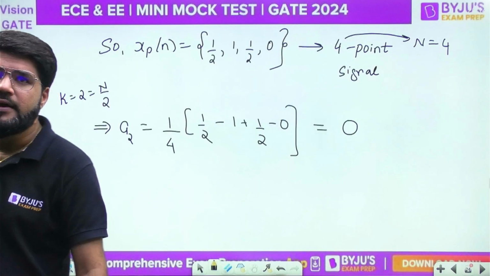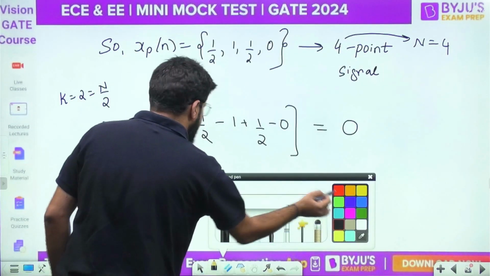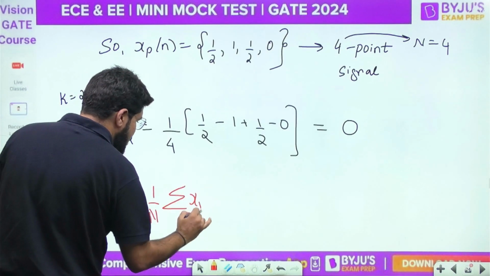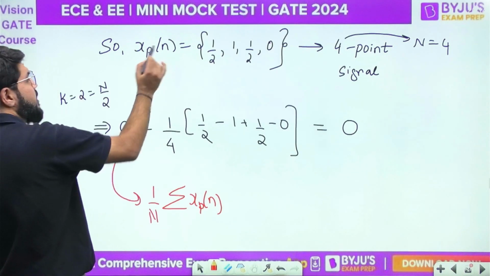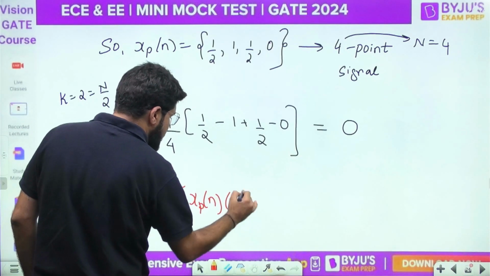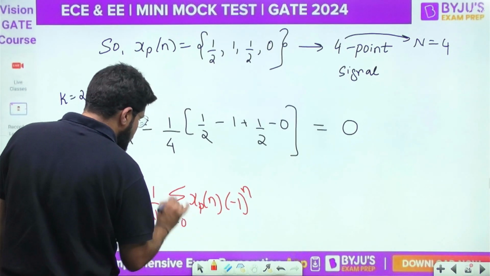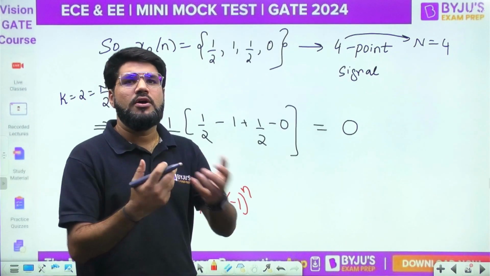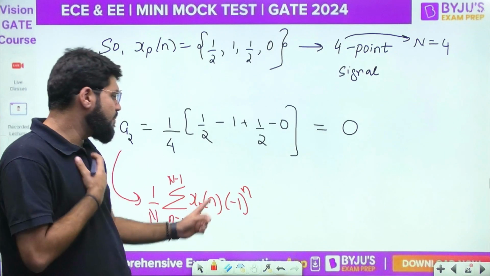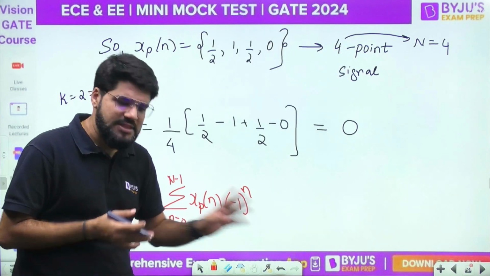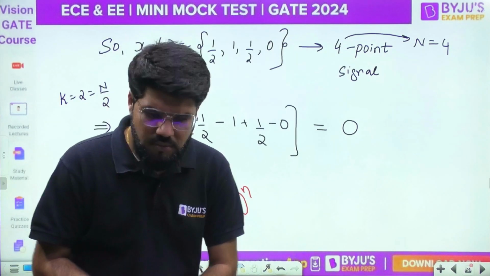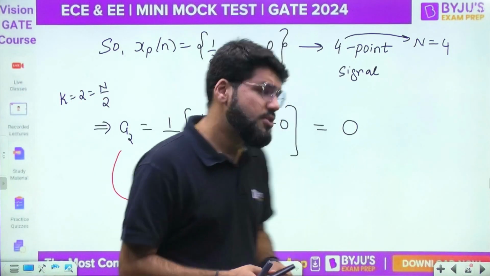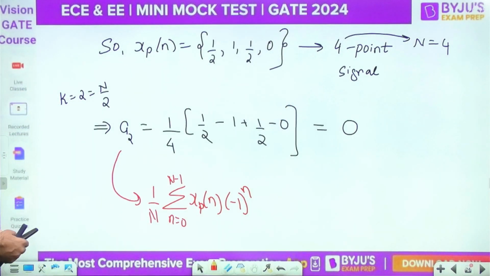The central ordinate in general is given by 1 by N summation of xp[n] into minus 1 power n, for n equal to 0 to N minus 1. Minus 1 power n switches sign alternately, because minus 1 power even is plus 1, and minus 1 power odd is minus 1. That's what it is. Next question is ready for you.